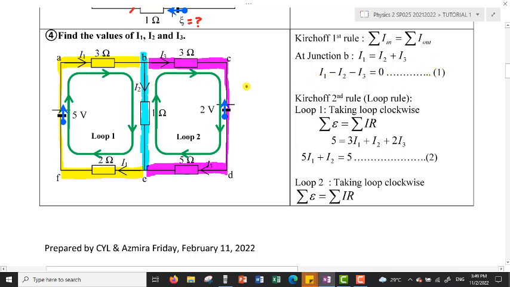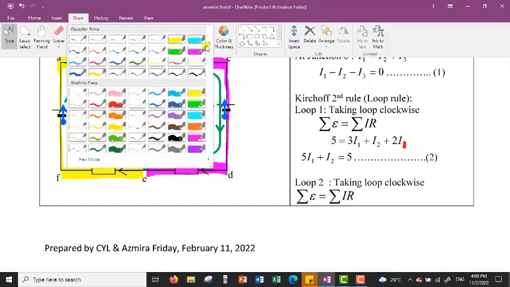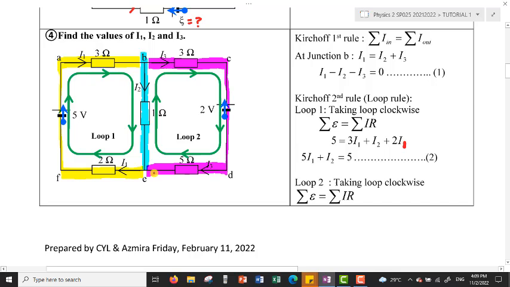Because we have 3 unknowns, we have to determine another 2 equations in order to solve the question. In order to determine another 2 equations, I'm going to apply Kirchhoff's second rule. We call it the loop rule. Boys and girls, maybe some of you might ask, teacher, we have another junction here, junction E.